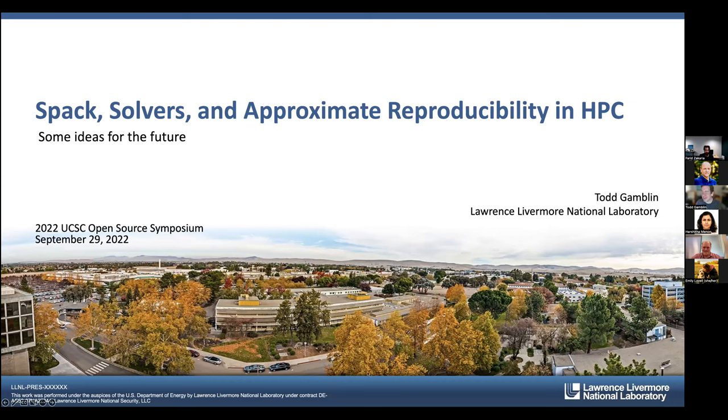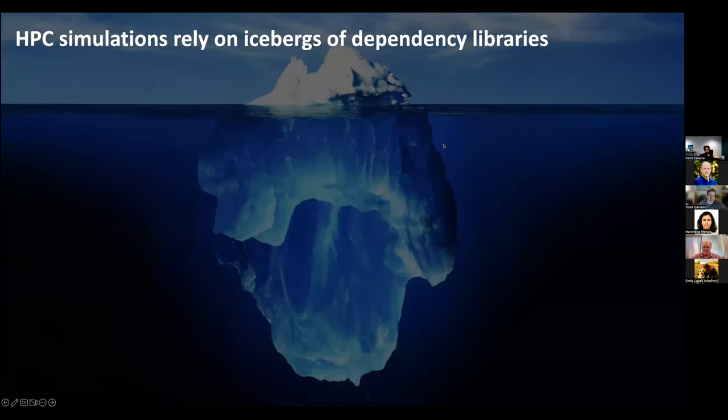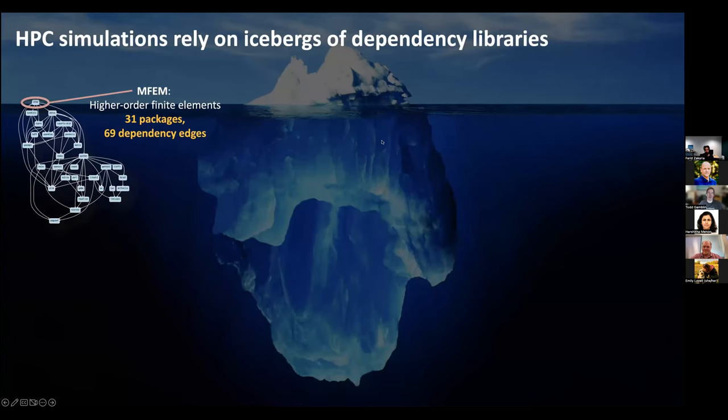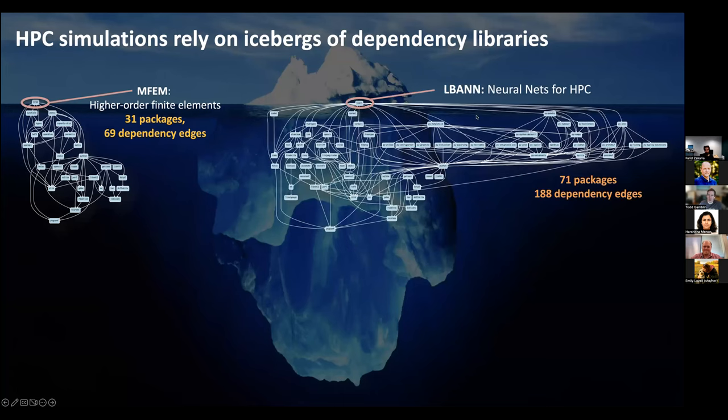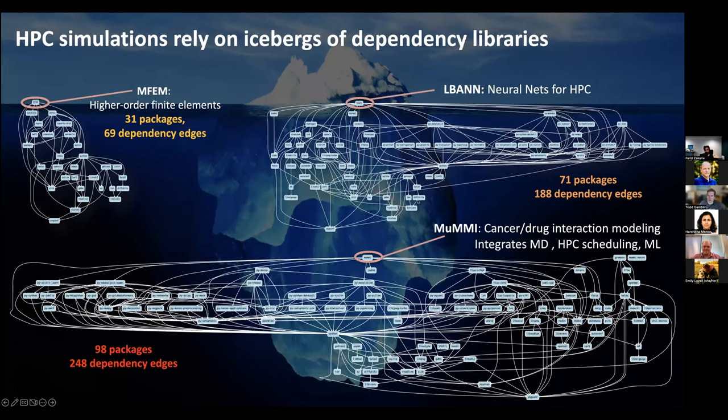Okay, so I'm going to talk about something related to at least the first and third talks here. I think Reed and Tom have already set this up pretty well. Spack is another one of those systems that uses the store model. It is for building large chunks of dependency libraries. Things like MFEM, which is a finite element library, LBANN, which is a neural net for HPC library, and MuMMI, which is the giant amalgamation of MD codes and HPC schedulers and workflow tools and ML.